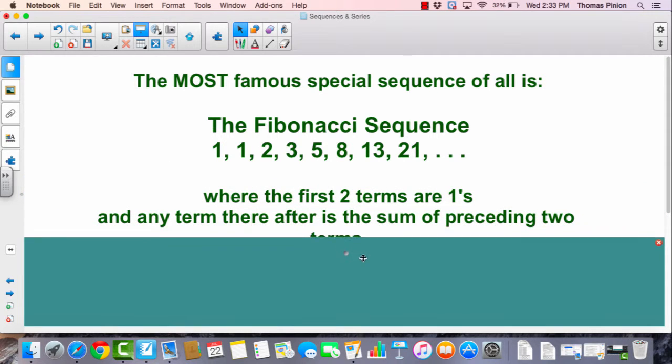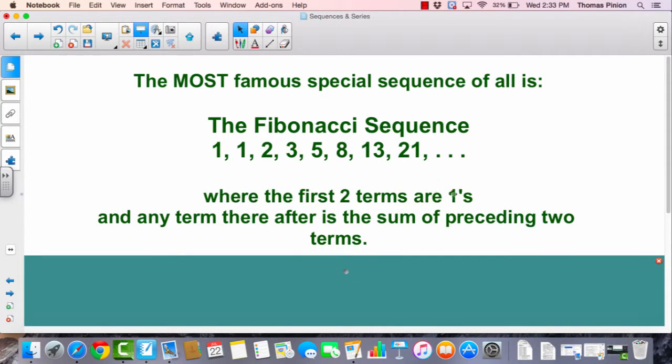The Fibonacci sequence is where the first two terms are ones. Here's 1 and 1. And any term thereafter is the sum of the preceding two terms. For instance, we started with 1 and 1. So to get the next number here, we must add the two numbers in front of it. So 1 plus 1 is 2. To find the next term in the sequence, we got to add the two numbers in front of it. 1 plus 2 is 3. To find the next term, we got to take the two numbers before it and add it.